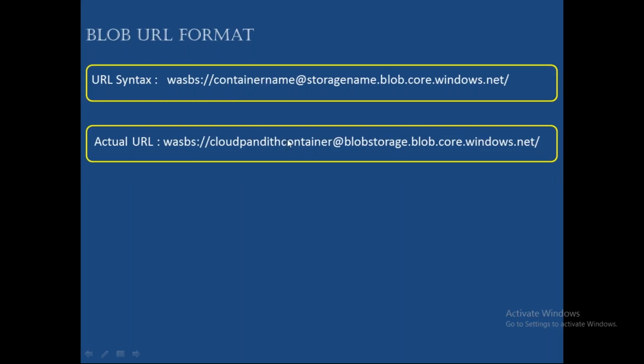This is the container name. My container name is, I have created a Cloud Pandit container. This Cloud Pandit container is available in which storage? Blob storage. Okay, my storage name is blob storage.blob.core.windows.net. So this is how you need to form the blob URL to read data from this particular blob storage. In this blob storage I have a Cloud Pandit container, and from it I am able to read the data. Clear to all of you? This URL you need to remember.